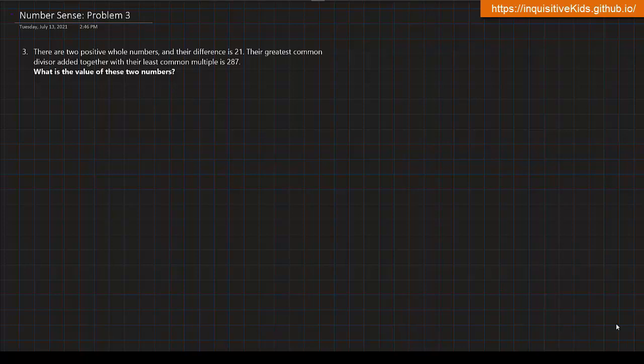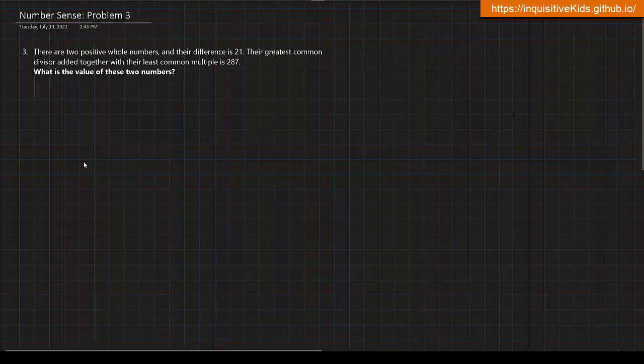Number sense, problem 3. There are two positive whole numbers, and their difference is 21. The greatest common divisor added together with their least common multiple is 287. What is the value of these two numbers?